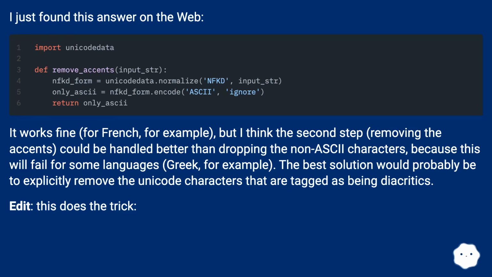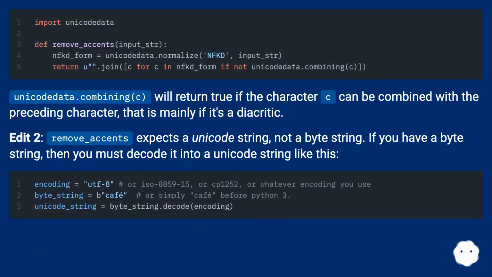Edit, this does the trick. unicodedata.combining(c) will return true if the character c can be combined with the preceding character, that is mainly if it's a diacritic. Edit 2, remove_accents expects a Unicode string, not a byte string. If you have a byte string, then you must decode it into a Unicode string like this.